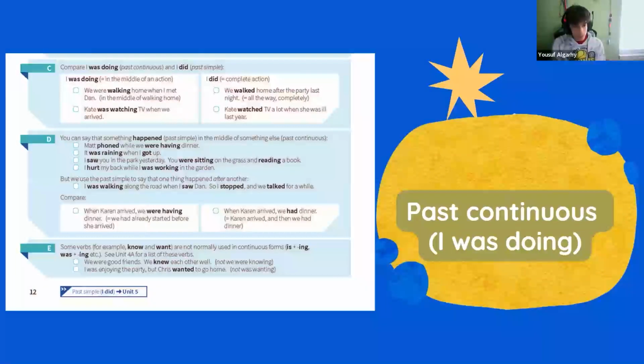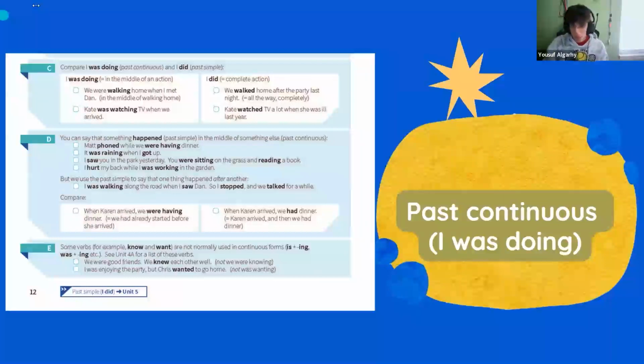Okay. So some verbs, for example, know and want, are not normally used in continuous forms, like is plus ing, was plus ing, etc., things like that. So we were good friends. We knew each other well, and not something like we were knowing each other well. Okay. Or we have, I was enjoying the party, but Chris wanted to go home. We wouldn't say that something like I was enjoying the party, but Chris was wanting to go home.